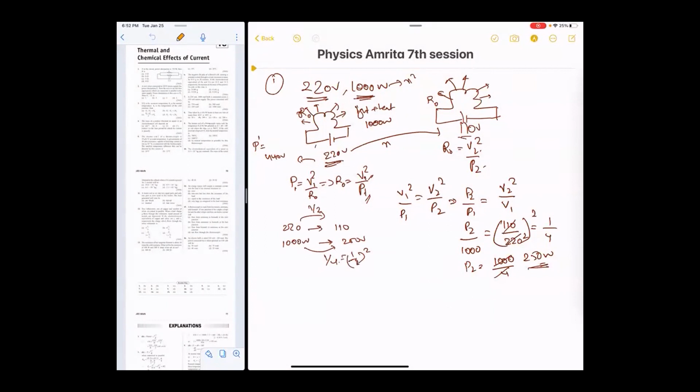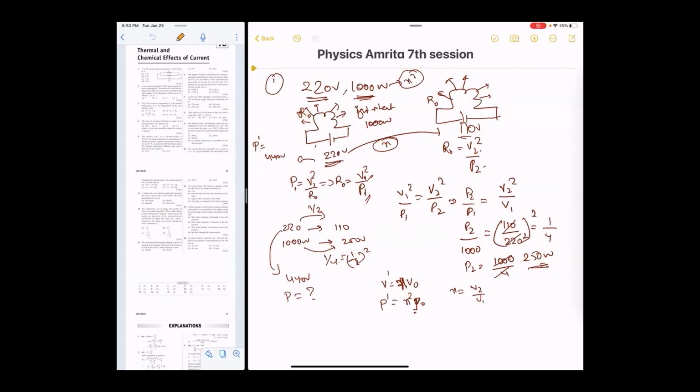So what I said, instead of 110, if I connect this 220 to 440 volts, what is the power consumed? So the logic I gave, if the voltage changes by X factor, power changes by X square factor. If V dash is XV0, then P dash is X square P0, where X is the factor, where X is equal to V2 by V1.